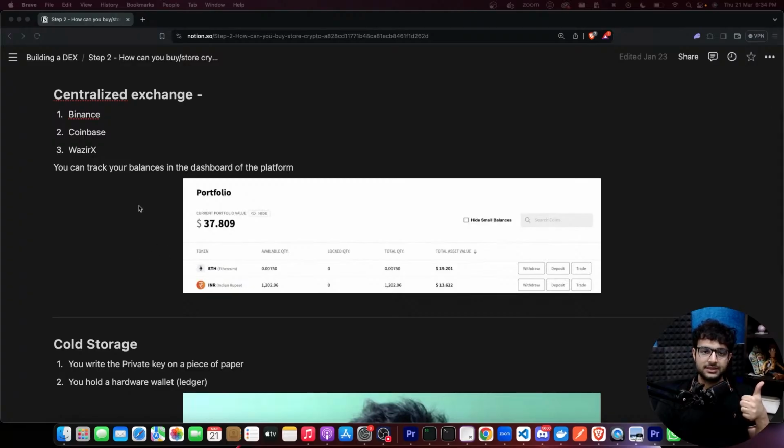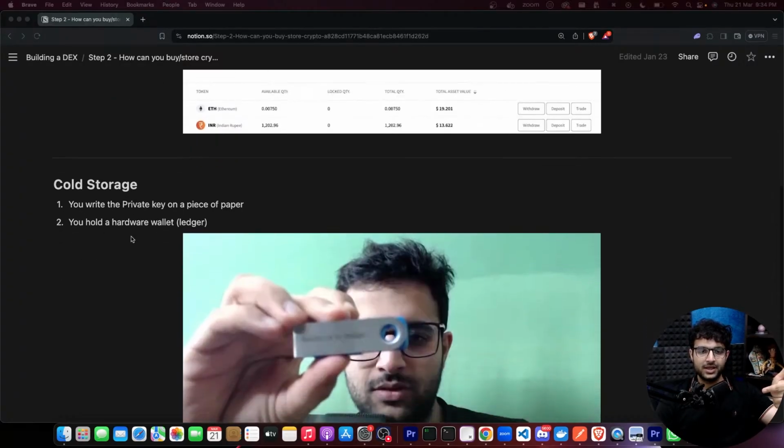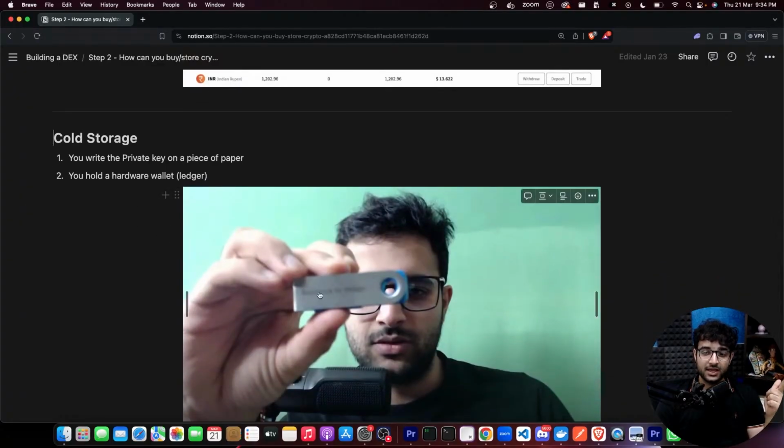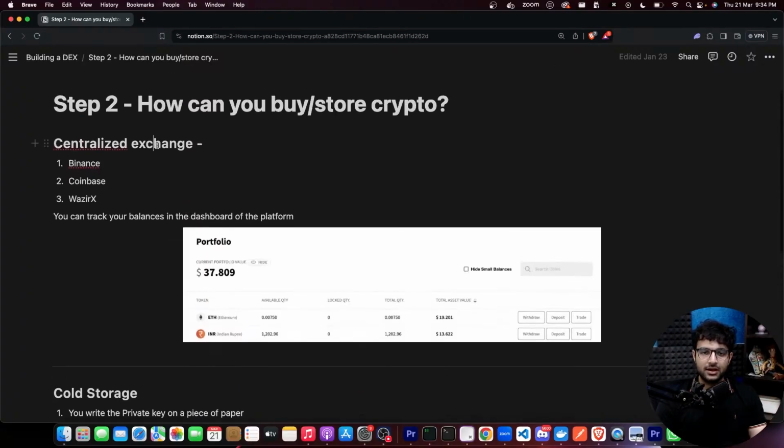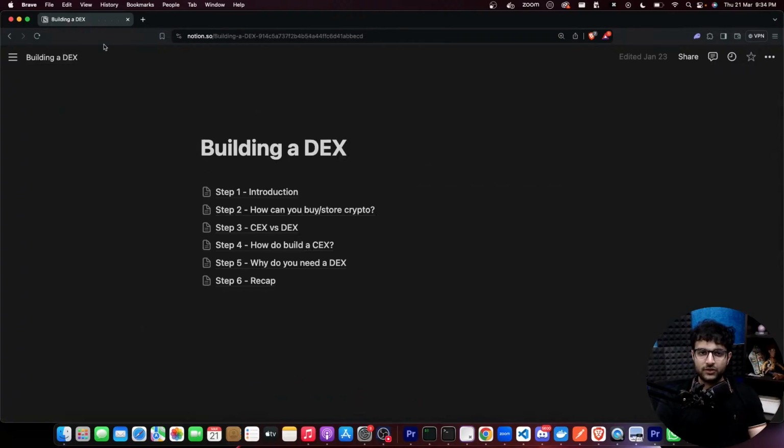When you've built something like this, exchanging one quantity for another is easier to do. When you have something like this, cold storage, if I have Ethereum inside this and I now want to convert it to Solana, it's a little weird to send Ethereum to some person and get Solana in return. So how a decentralized exchange works is a little different from how a centralized exchange works. We'll understand both of these next.